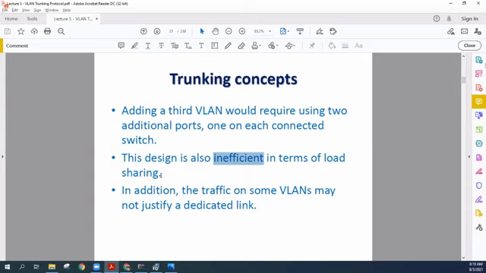VLAN 1 related backbone cable might not be communicating any data, but VLAN 2 keeps busy, right? But if we have just one link, then we can assign more bandwidth because it is a backbone link and allow to share, right?